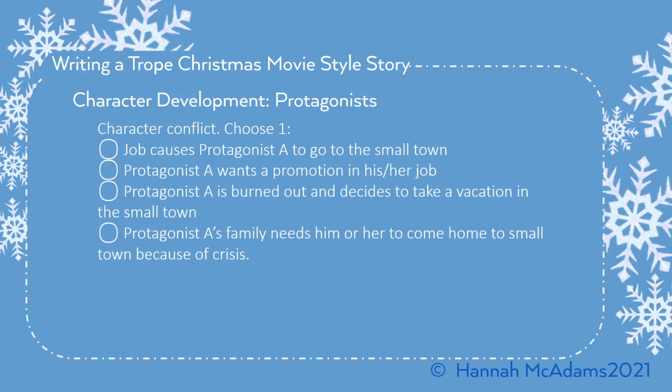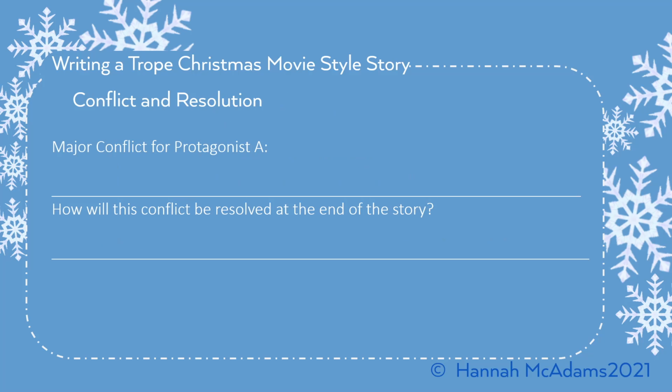Again, you don't have to pick those, or even if you did pick one of these and you want to change it, that's okay. But what you need to do is write the major conflict that protagonist A is facing, and then also figure out how it's going to be resolved. We need to do this before we actually write the story. How are we going to fix this conflict at the end of the story? Remember, in these stories, everyone lives happily ever after. All the conflicts are completely resolved. It is very unlikely that that happens in real life, but in these stories, that's the way it goes.